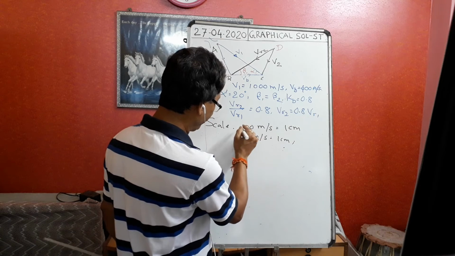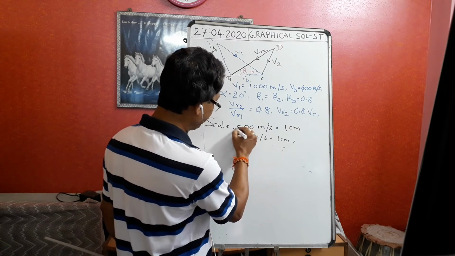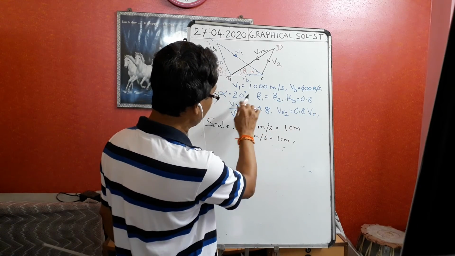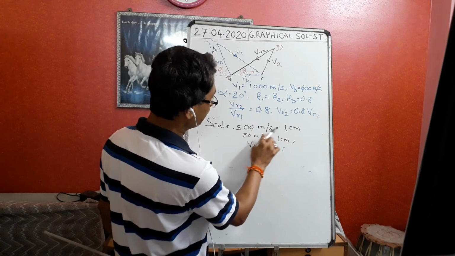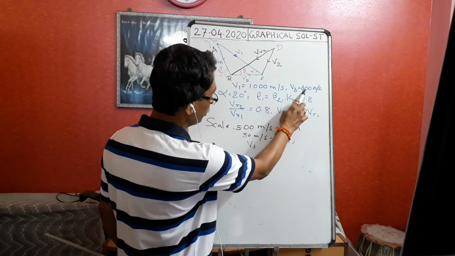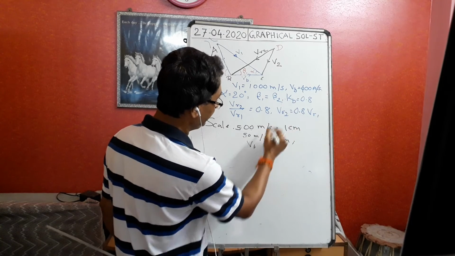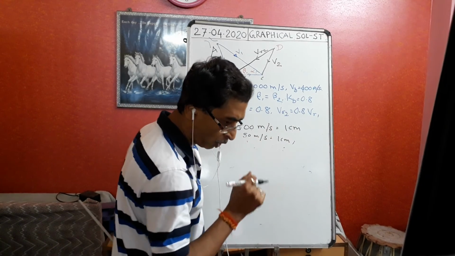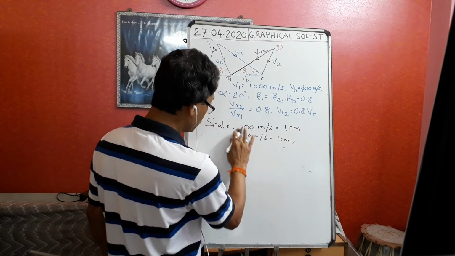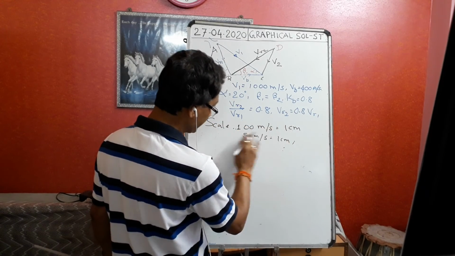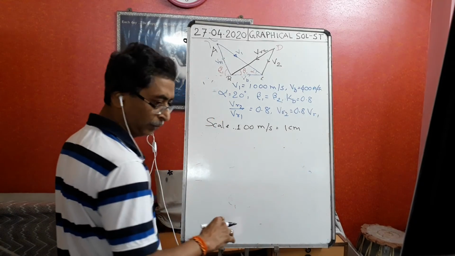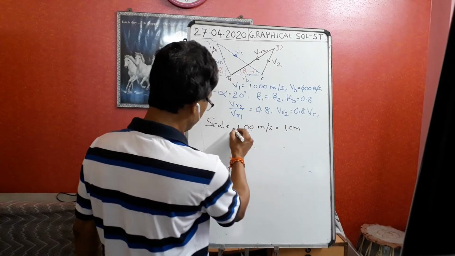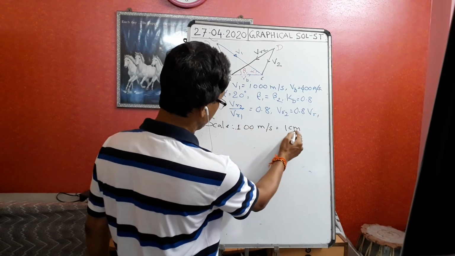If you take 500 meter per second equal to 1 centimeter, then what will be the VB? VB is 400, so VB will be 0.8 centimeter. That will be very small. So you have to judiciously select the scale. It should not be too big or too small for the diagram. That's why I have taken 100 meter per second as 1 centimeter.